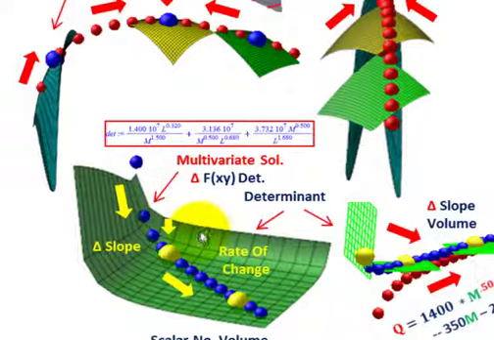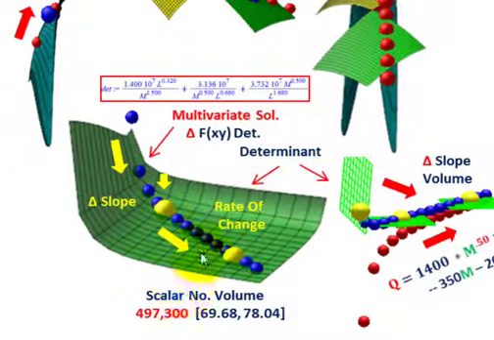So generally, when you're talking about determinants, you have matrices and blocks of numbers, and in this case we're working off the determinant as an algebraic solution. And again, if we go down here, you're going to see it's really a scalar number that we're talking about. At any point we're looking at a volume of this determinant of this function. It's actually a volume, or height, width, length, volume. And that was that scalar number, 497,300 at the specific point of 69.68, 78.04. And that's that point right here.